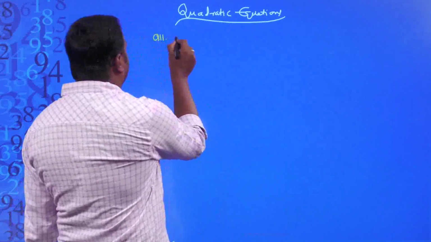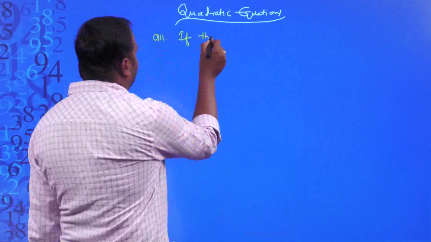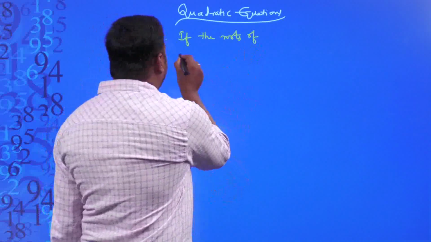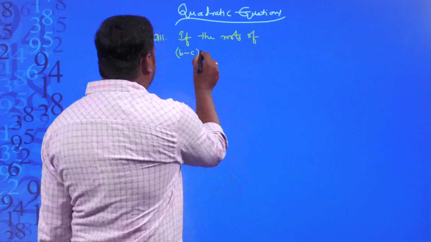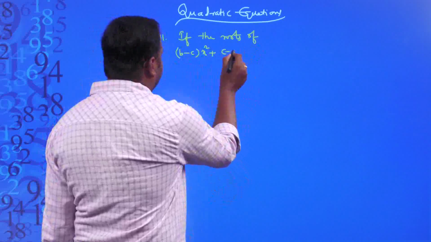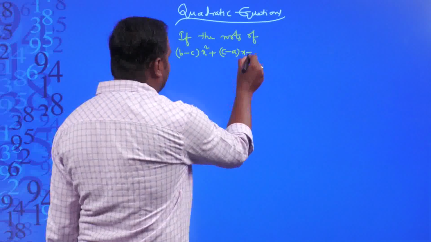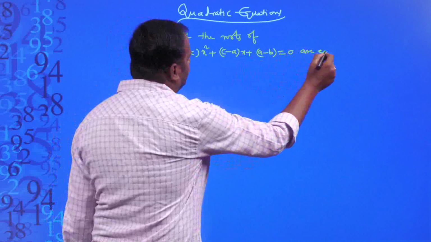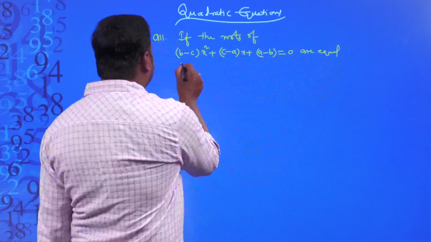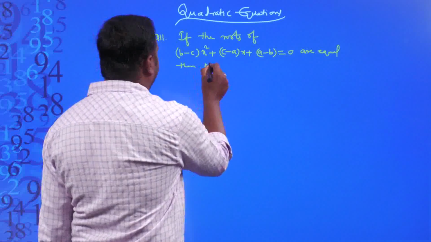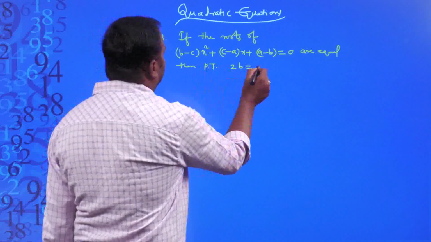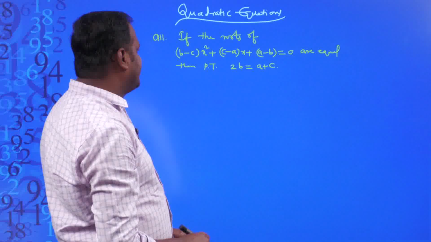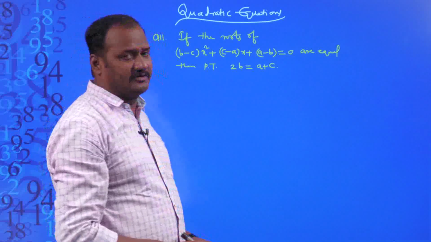If the roots of b minus c multiplied by x square plus c minus a multiplied by x plus a minus b is equal to 0 are equal, then prove that 2b is equal to a plus c. This is one of the problems given. If the roots of this quadratic equation are equal, then prove that 2b is equal to a plus c.